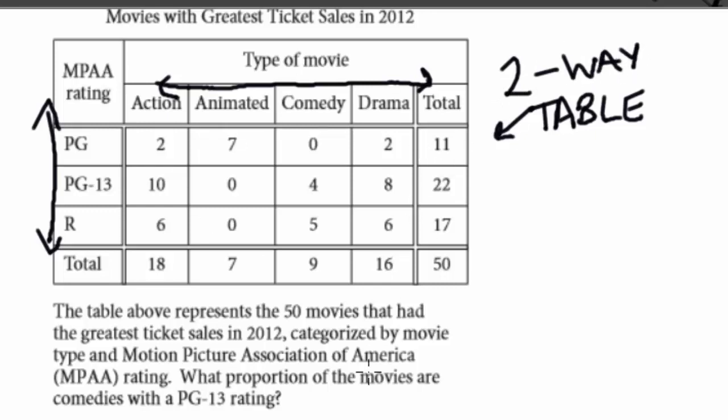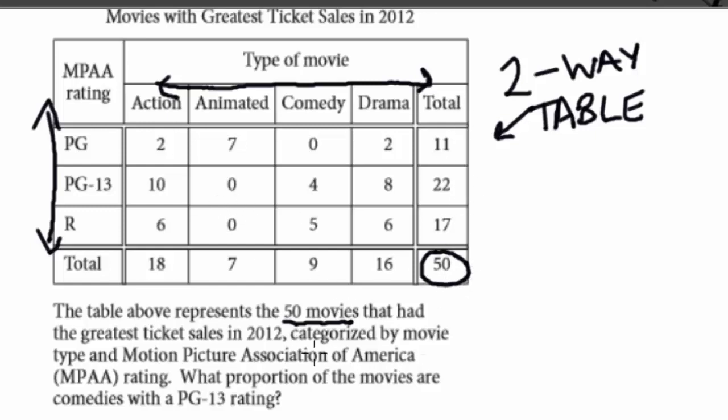Okay, so it's a bunch of numbers, and likely our answer is going to be to find two numbers from here, or some calculation with these numbers that's going to give us our answer. Okay, let's go. The table above represents the 50 movies, so I'm going to underline 50 movies, all of the movies that had the greatest ticket sales in 2012. And where can I find the number 50? Right here, it's the total, the last column, bottom row.